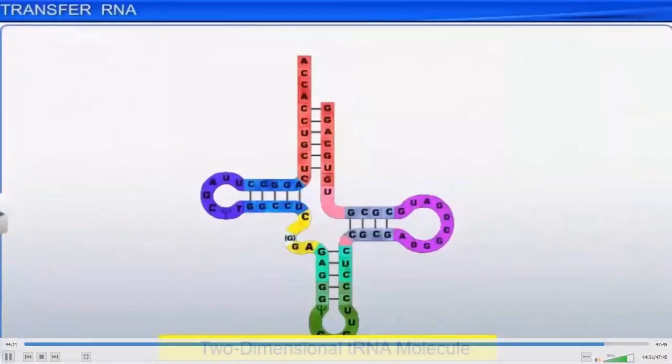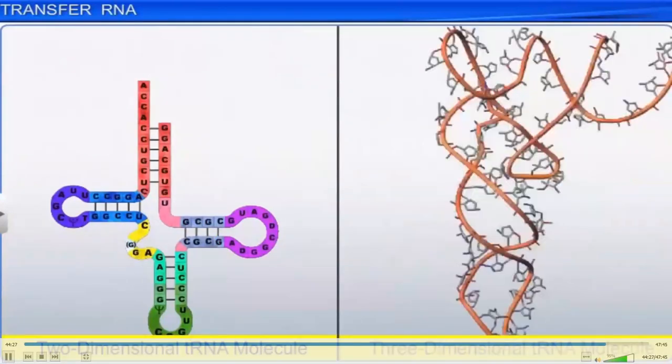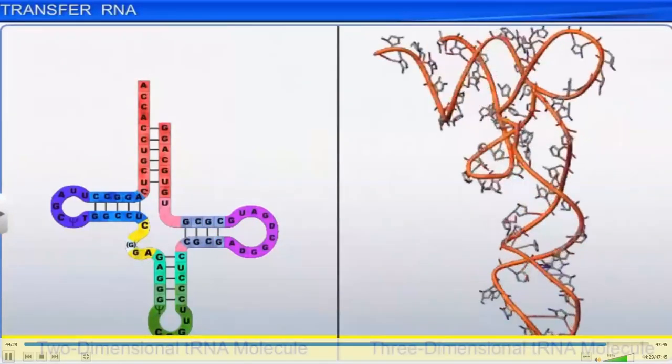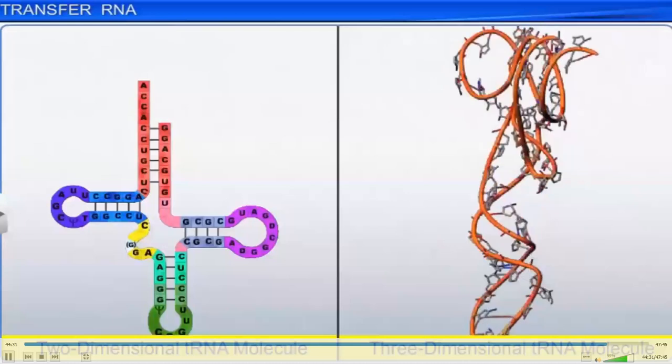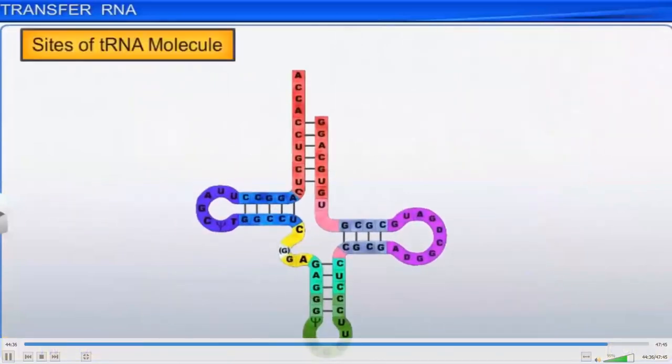Interestingly, tRNA takes the shape of a clover leaf when examined as a two-dimensional structure, whereas it looks like an inverted L-shaped molecule in a three-dimensional structure. Regardless of its dimensions, a tRNA consists of 4 arms or sites.